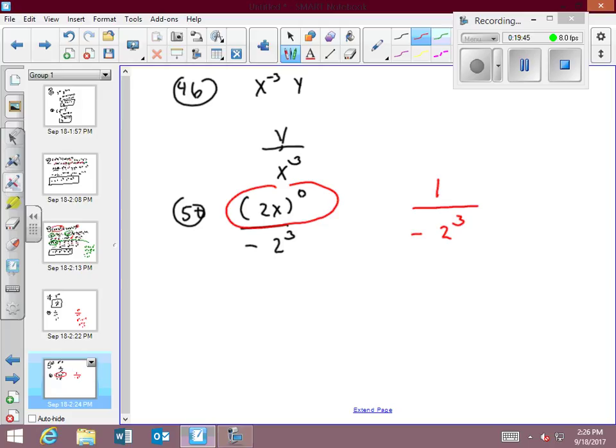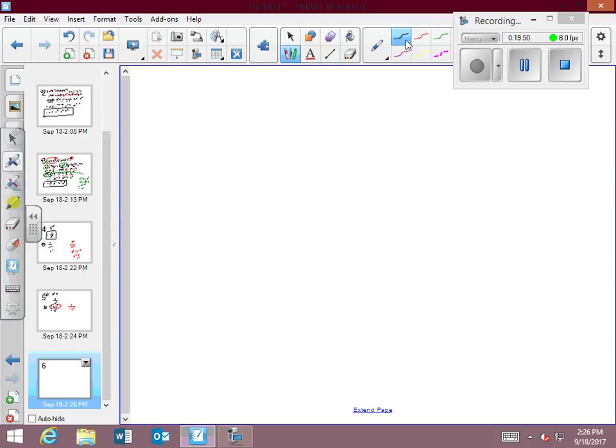Now I want to take this opportunity on this particular problem to show you something, if I haven't showed you before. If I have negative 2 and I go squared, and I have a negative 2 squared this way, are both of those the same number? How many say they are? How many say they aren't? They're not the same number.